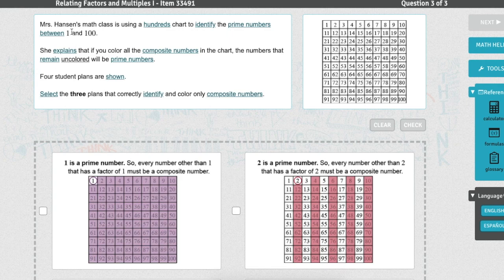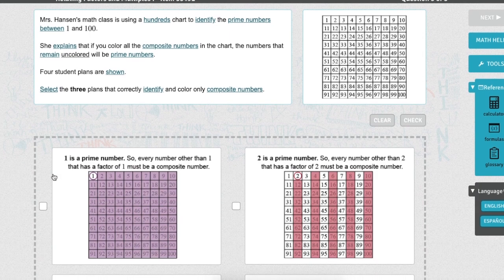All right, it says Mrs. Hanson's math class is using a 100 chart to identify the prime numbers between 1 and 100. She explains that if you color in all the composite numbers in the chart, the numbers that remain uncolored will be prime. 4 students' plans are shown. Select 3 plans that correctly identify and color only the composite numbers.